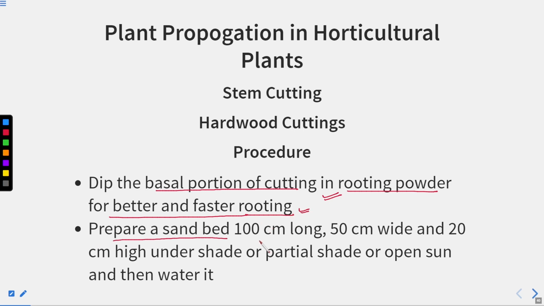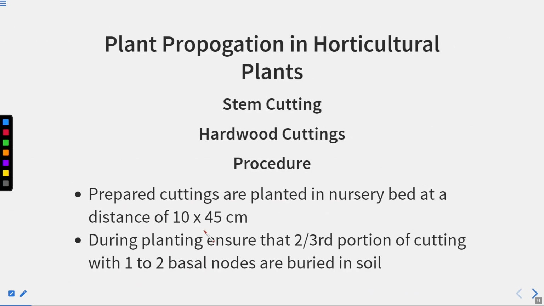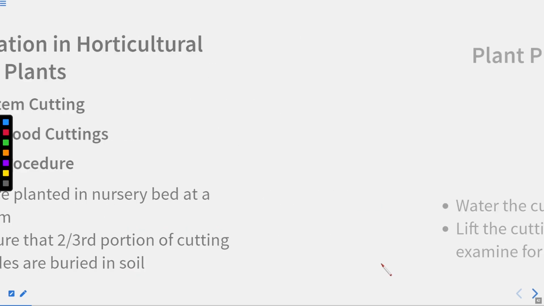Prepare a sand bed that is 100 centimeter long, 50 centimeter wide, and 20 centimeter high, under shade, partial shade, or open sun, and water it properly. Prepared cuttings are planted in the nursery bed at a distance of 10 to 45 centimeter. During planting, ensure that two-thirds of the cutting with 1 or 2 basal nodes is buried in the soil, because roots come out only from the nodal region. It helps the root grow properly if 1 or 2 nodes are inside the soil.